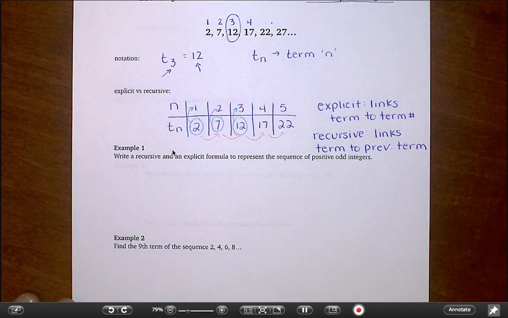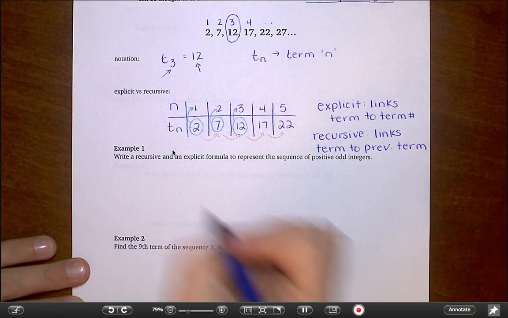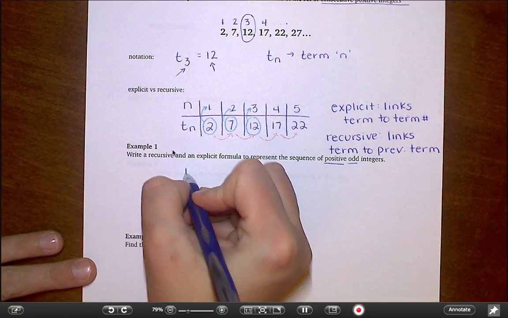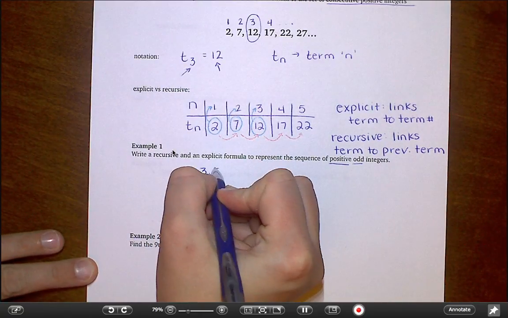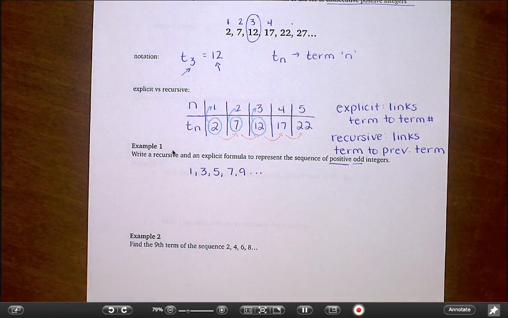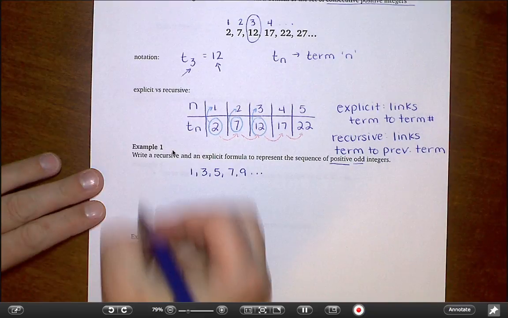Okay, so let's take a look at example 1 here. Write a recursive and explicit formula to represent the sequence of positive odd integers. Just so we understand what we're talking about when we say positive odd integers, that would be 1, 3, 5, 7, 9, etc. Okay, so let's start with recursive.